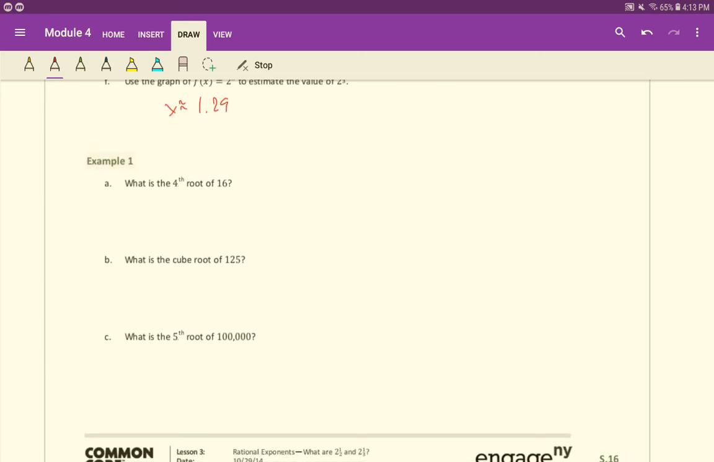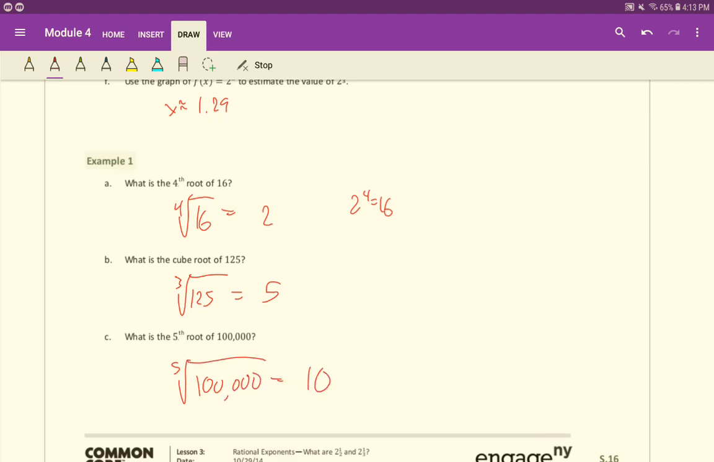Okay, I'm going to skip these. I mean, it is helpful to see, okay, the 4th root of 16 is 2, right? Because 2 to the 4th equals 16, so therefore this is true. Okay, the cube root of 125. So in other words, what number when you multiply by itself 3 times gives you 125? The answer is 5. What is the 5th root of 100,000? Well, that's going to be 10, because 100,000 is 10 to the 5th. All right.